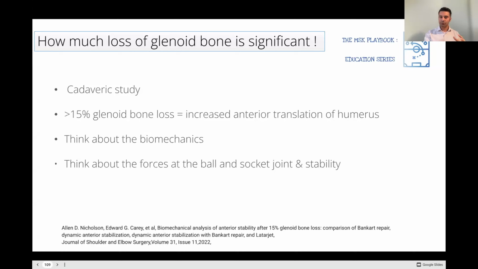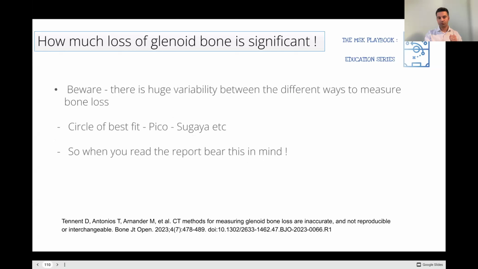That's really important if you work in a rehab setting, or if you're working with patients post-dislocation. You're going to want to know a bit about this, and being aware of these key numbers and how to break it down from the report is really, really important. Now, one word of caution: how much loss of glenoid is significant? There is a little bit of variation, and people use different methods for this. And this is a study that showed there's huge variability between the different ways that people use to measure it.